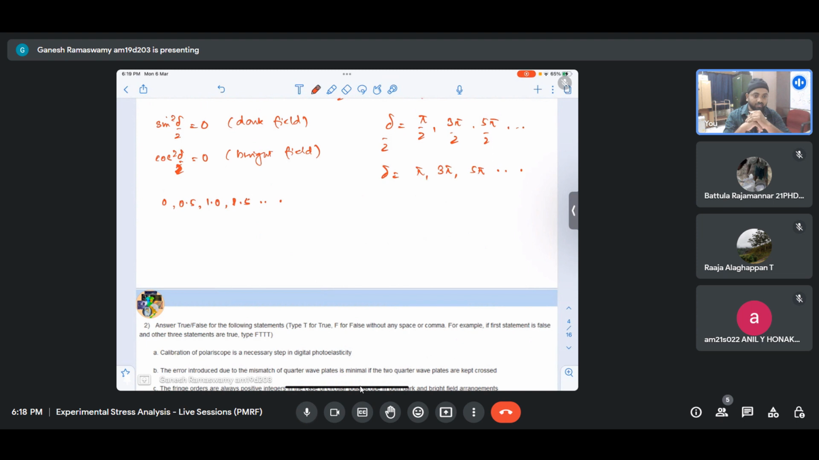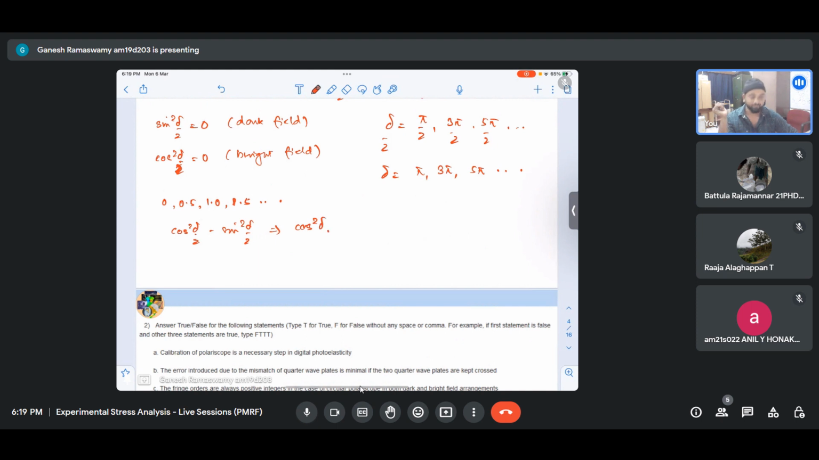So if we subtract a dark field image from a bright field image, we are able to see that cos square delta by 2 minus sine square delta by 2 essentially gives us cos 2 theta. Cos square theta minus sine square theta is cos 2 theta. So it is nothing but cos delta. So this is basically referred to as mixed field.